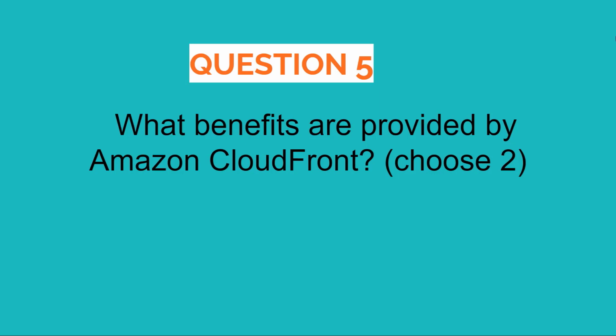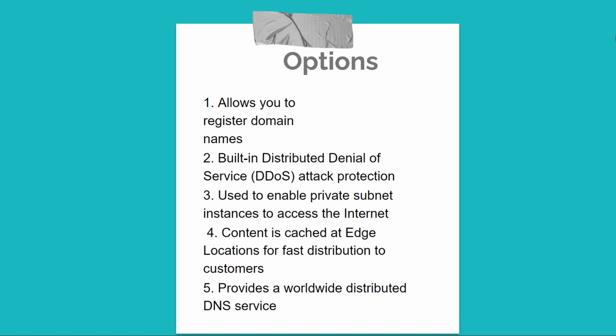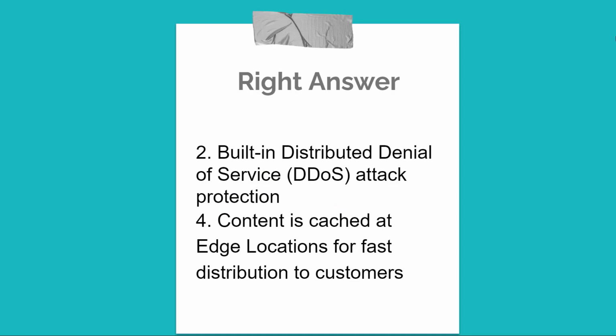Question 5. What benefits are provided by Amazon CloudFront? Choose 2. Option 1. Allows you to register domain names. 2. Built-in distributed denial of service, DDoS, attack protection. 3. Used to enable private subnet instances to access the Internet. 4. Content is cached at edge locations for fast distribution to customers. 5. Provides a worldwide distributed DNS service. Right answer is 2. Built-in distributed denial of service, DDoS, attack protection. 4. Content is cached at edge locations for fast distribution to customers.